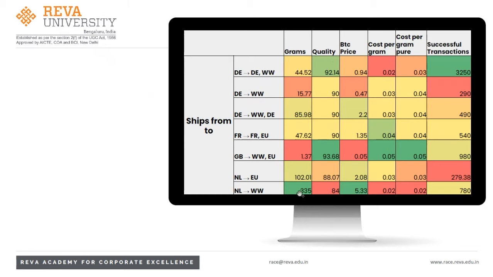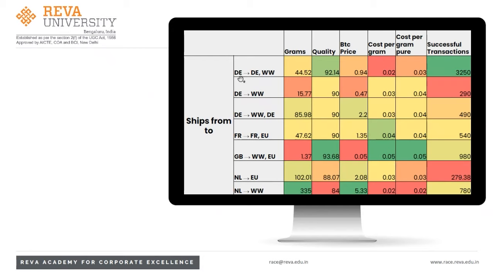Now, again, this is a heat map. I'd like to draw your attention to the profile of price of cocaine shipped from Great Britain to European Union. What you see is the highest quality of drugs is delivered to European Union, because you can see the quality is 93.68, which is the highest. And it is very expensive because in this entire column you can see the 0.05, which means it is very expensive, and also mostly they're demanding pure cocaine. The number of transactions on the other hand is less. So from Great Britain to European Union, expensive top class drugs.